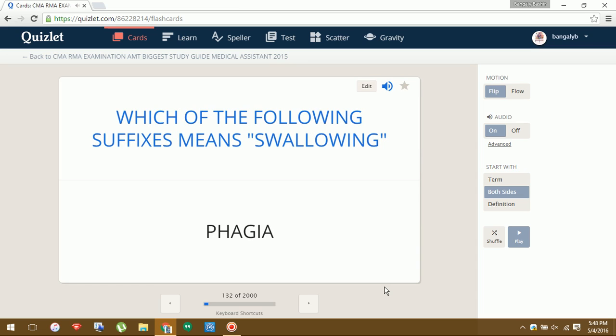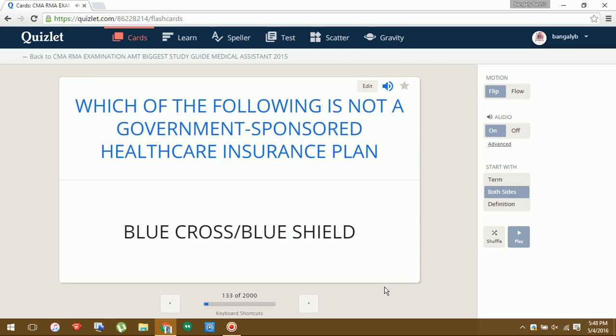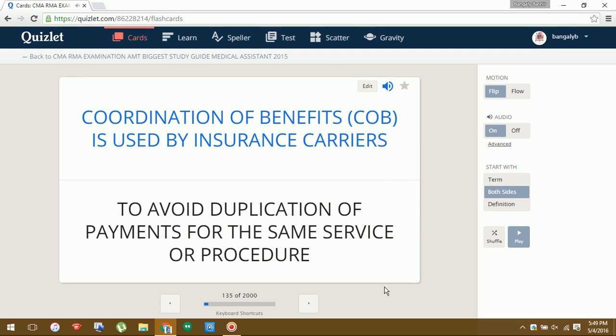Which of the following suffixes means following? Fugia. Which of the following is not a government-sponsored healthcare insurance plan? Blue Cross Blue Shield. If a provider accepts assignment on a Medicare claim, this means that the insurance payment will be sent to the medical office. Coordination of benefits is used by insurance carriers to avoid duplication of payments for the same service or procedure.